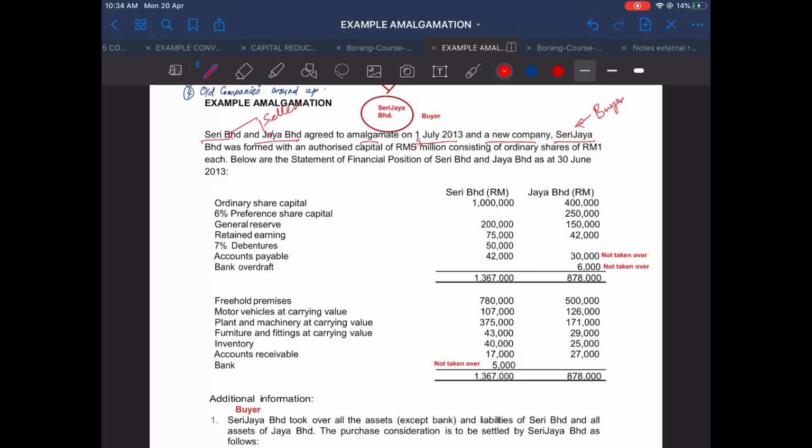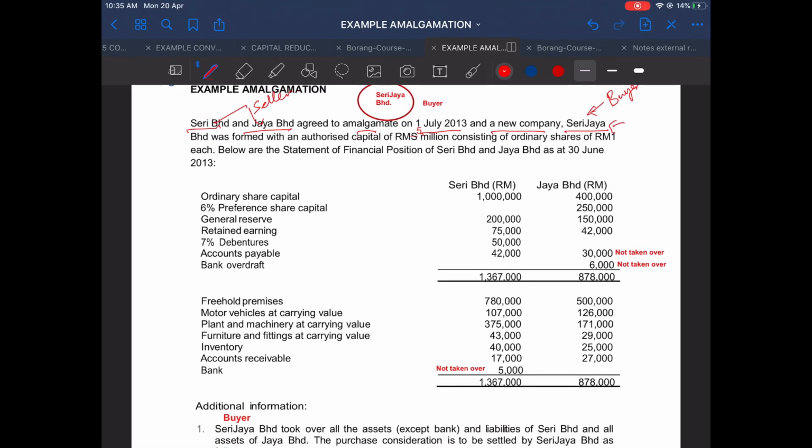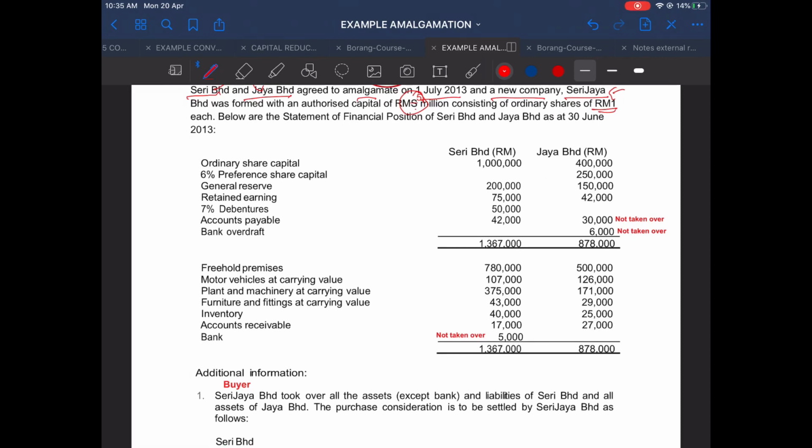Okay, so Sri Jaya Berhad here will be formed with an authorized capital of 5 million, consisting of ordinary shares of $1 each. So below are the financial positions of Sri Berhad and Jaya Berhad. If you look at this example here, we have the Sri Berhad financial position and the Jaya Berhad financial position. It shows their assets and liabilities.